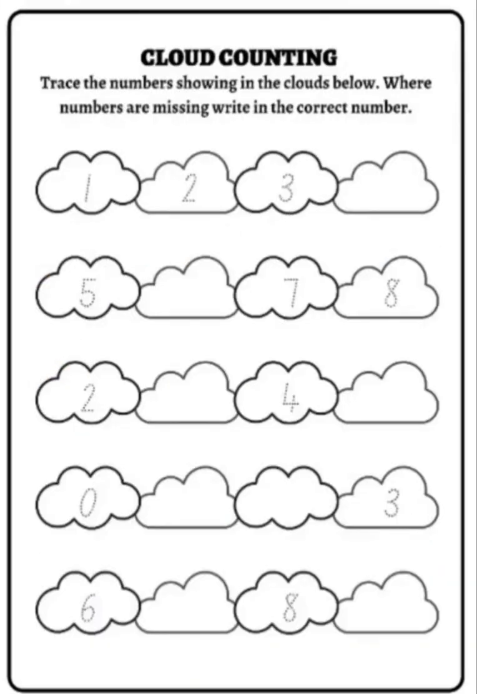The next worksheet is cloud counting. Trace the numbers showing in the clouds below. Where numbers are missing, write the correct numbers. So let's get started. 1, 2, 3 and the next number is missing, so it's 4. Trace 5. 6 is missing, write 6. Trace 7, 8.